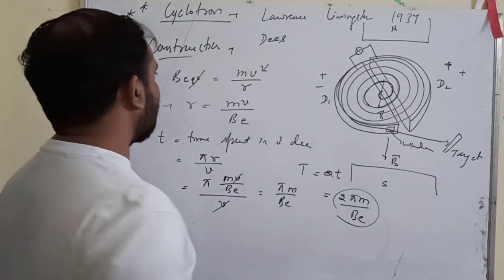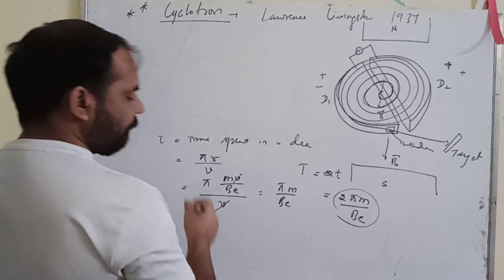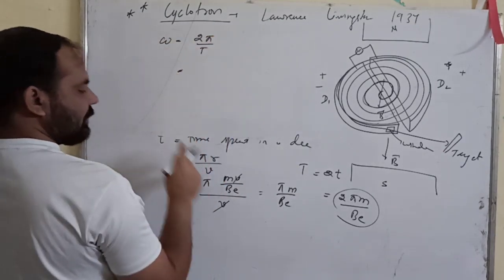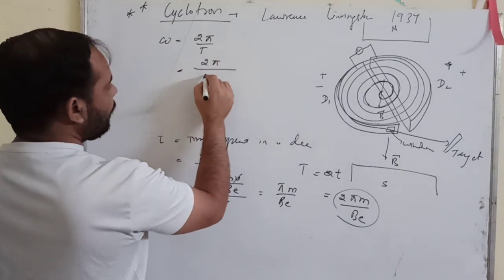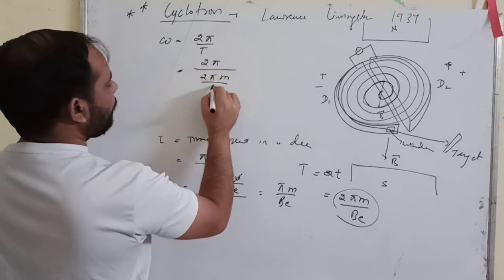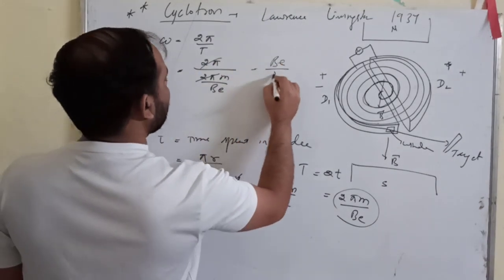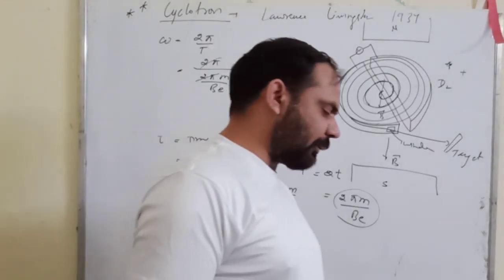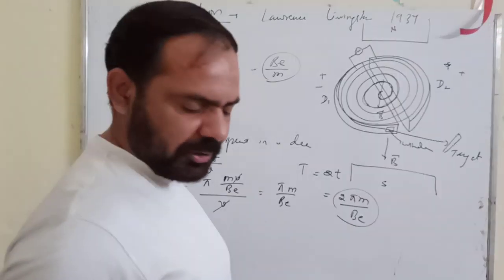Now again, the angular frequency omega equals 2 pi by T. T is this much, so 2 pi upon 2 pi m upon Be. The 2 pi gets cancelled, giving Be upon m, which is again a constant value. So the angular frequency and time period of revolution will remain constant.